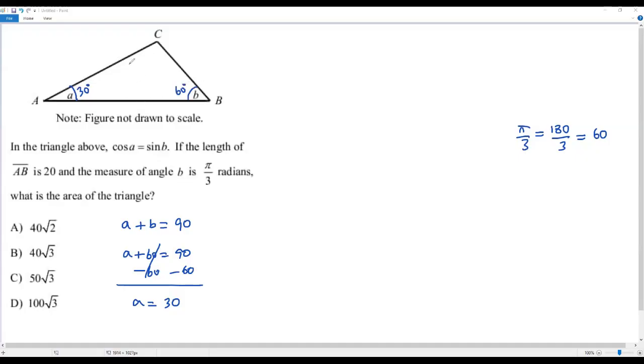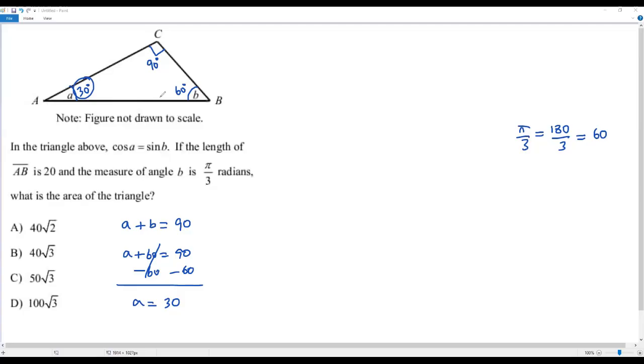In any triangle, the three interior angles add up to 180 degrees. We know that the sum of these two interior angles equals 90 degrees. Then the measure of this angle must be 90 degrees, that is a right angle, so that these three interior angles add up to 180 degrees. So clearly ABC is a right triangle and also it's a special right triangle, that is a 30, 60, 90 special right triangle.